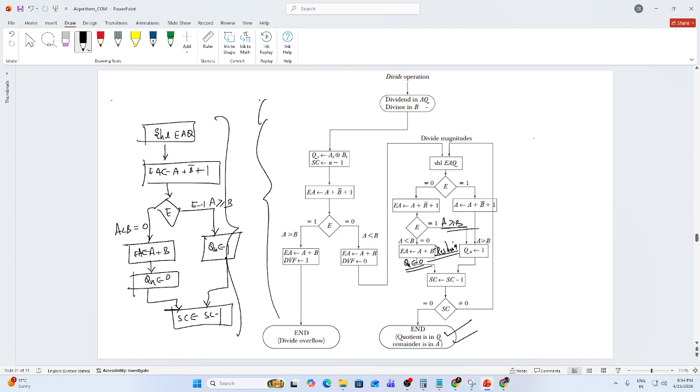This overflow problem can be avoided in floating point. I will tell you how we can avoid the overflow in floating point. That is one of the advantages of floating point division. In floating point division we can avoid the overflow. I will let you know how to avoid this overflow in the case of floating point. In the case of fixed point we cannot avoid this.